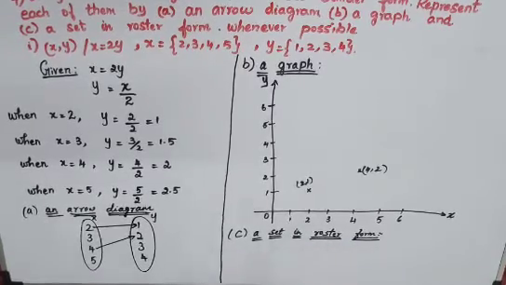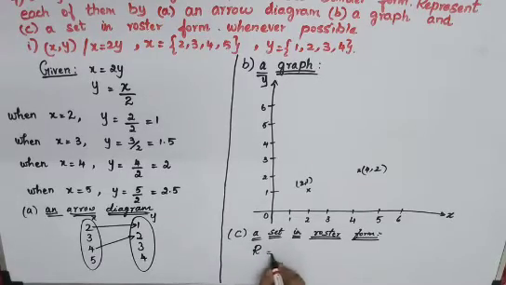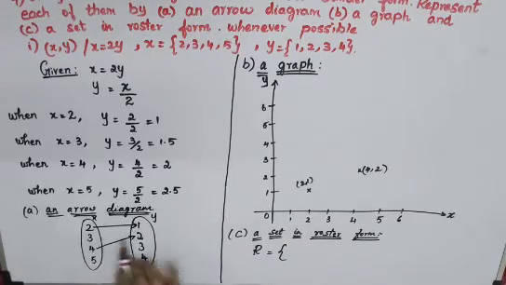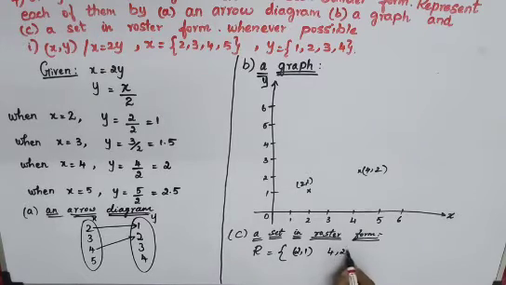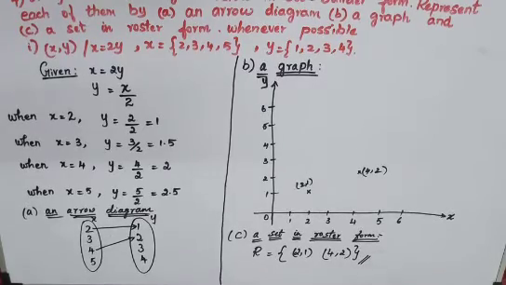So roster form is, write your set R is equal to, whatever is paired over there, just write it in your ordered pair, children. So it is (2, 1) and here (4, 2). So this is your set in your roster form. So this is your answer for your fourth question, first subdivision.